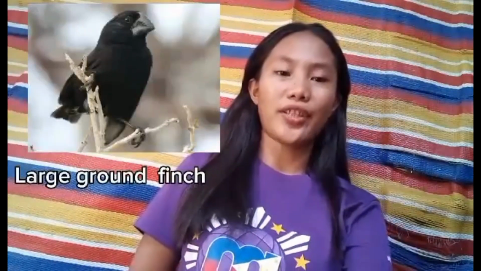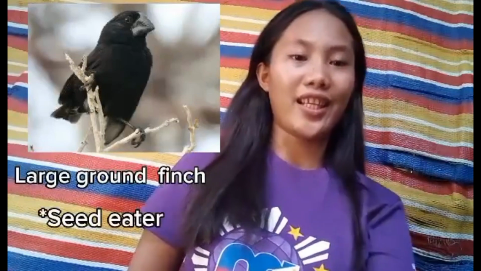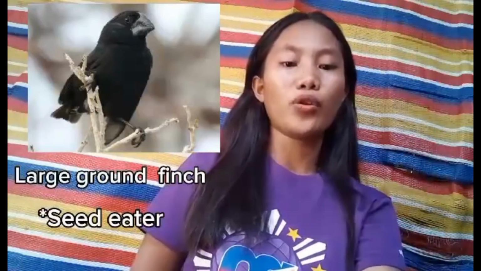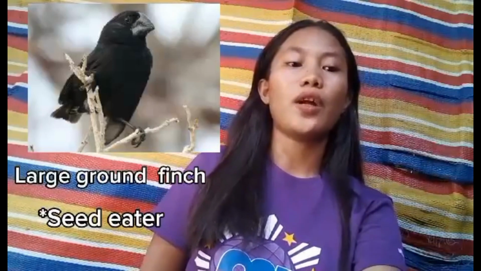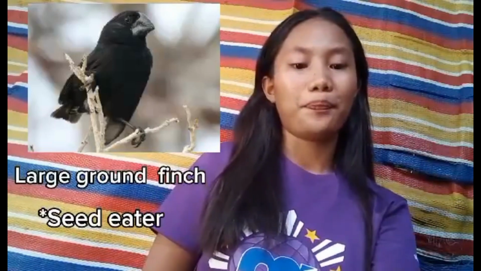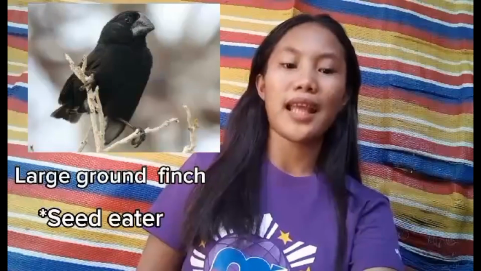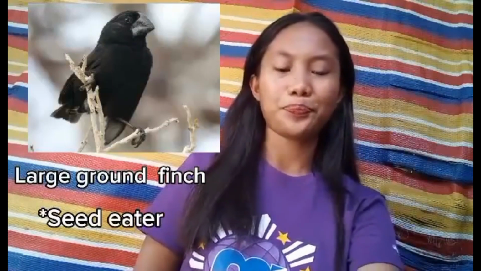The large ground finch is a seed eater. It is the largest species of Darwin's finches, both in total size and size of beak. The feather and bill color vary between males and females. Species are very similar, such as Galapagos species.